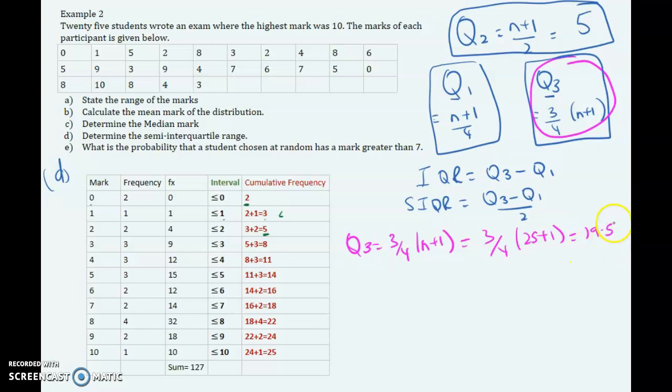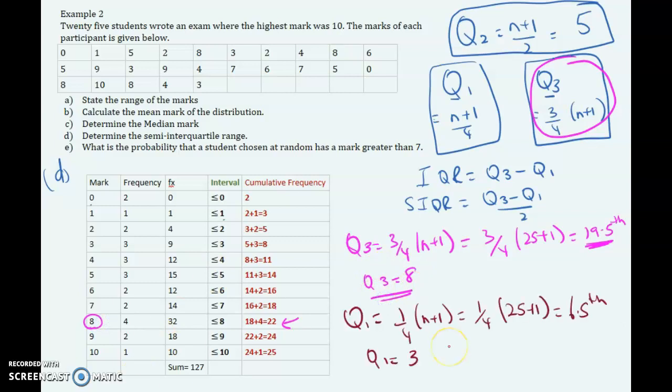Now, is that my Q3 value? No, that is the pointer for the Q3 value. So I'm going to find out where the 19.5 position is. Looking at this last column called cumulative frequency, where is 19.5? Wouldn't that be in this line here? Because this line has up to 18, but this line has up to 22 values. So the 19.5 value would be on this row, which means my Q3 is 8. Nice. So now moving to Q1. Substituting the values here, I'll get Q1 to be 3, and hence 5.